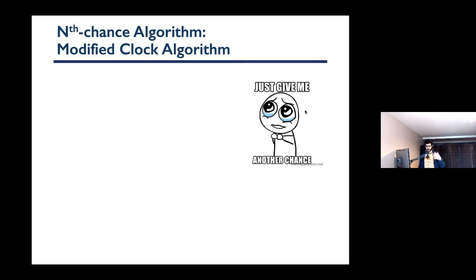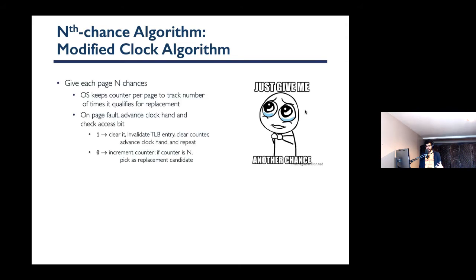So that's basically the idea behind Nth-chance algorithm. The main point of this algorithm is to just give more chances to pages. When the clock hand ticks and you check the accessed bit, and the access bit is set to 0, in the original clock algorithm, you would say, OK, I found you. I'm going to evict you. With Nth-chance algorithm, you're going to give this page another chance. So each page gets n chances for eviction.